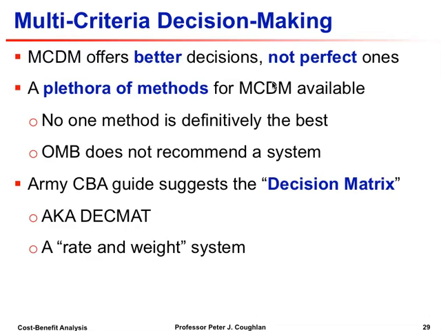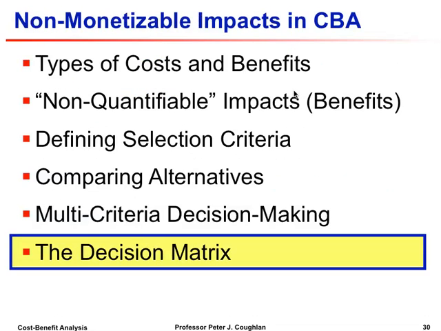So what we'll talk about in the remainder of this lecture is the decision matrix. How do we use the decision matrix? How is it used in incorporating non-monetizable impacts into cost-benefit analysis?